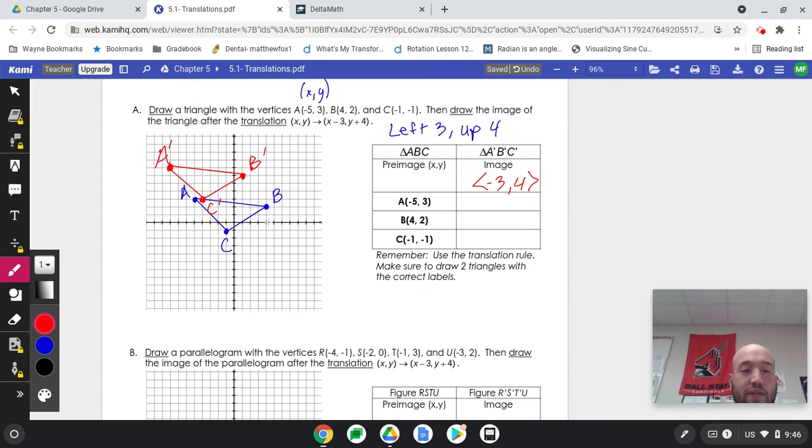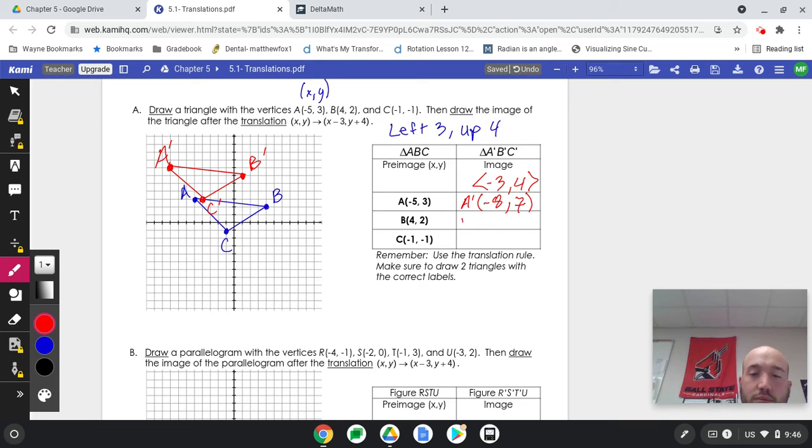Now, instead of on the graph, or maybe you didn't have a graph, you could also find it out by plugging these x and y values into this equation. Initially, we had an x and a y value, negative 5 and 3, and then negative 5 minus 3. So A prime results in negative 8. Meanwhile, 3, if we add that to 4, we get 7.